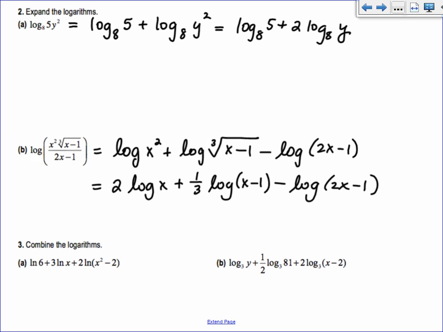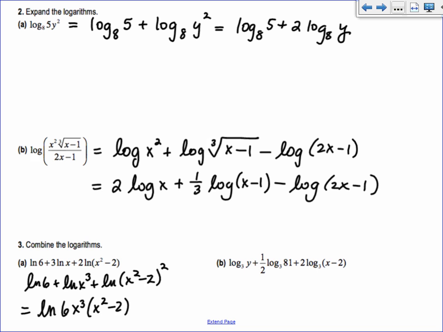All right, so same idea here. So now we're going to combine. So we're going to take something that's separated and push it together. So we're going to have natural log of 6 plus natural log of x cubed plus natural log of x squared minus 2 squared. So when you combine it into one, I'm going to have natural log of 6x cubed times x squared minus 2 squared. And I'm going to put brackets so I know it's natural log of all of it.